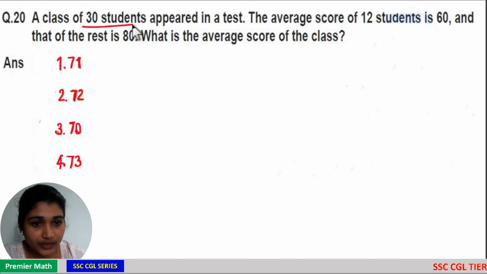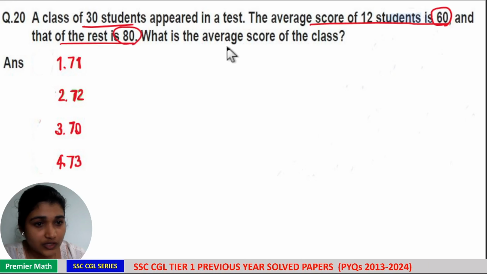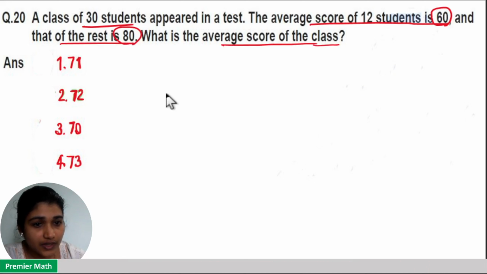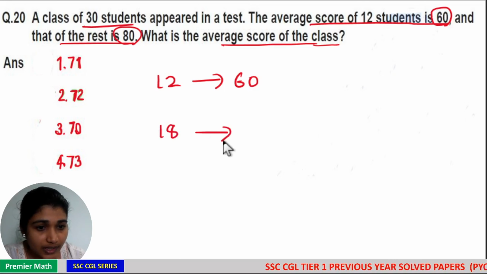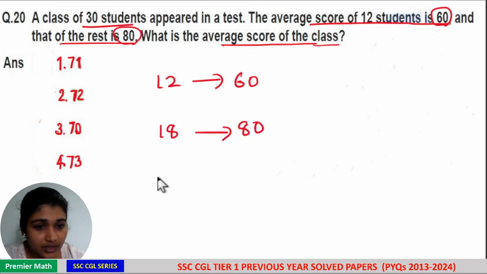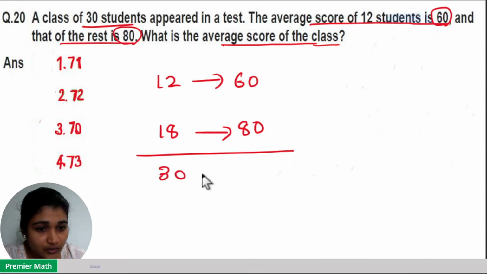A class of 30 students appeared in a test. The average score of 12 students is 60 and that of the rest is 80. What is the average score of the class? Here the average of 12 students is 60, and the remaining means 18 students, since 30 minus 12 is 18. The average of the 18 students is 80. Then we have to find the total average of the class, which is the average of 30 students.